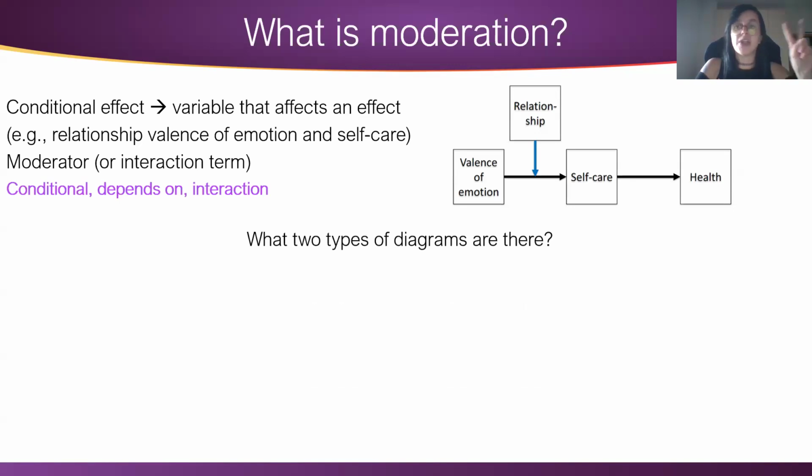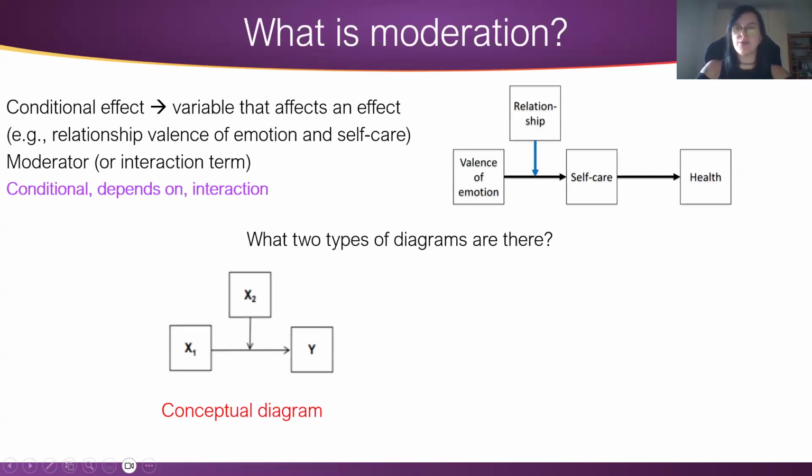There's two types of diagram that are important for us to remember. One that is just like this one up here, which is called the conceptual diagram. So basically, we will see a variable where the arrow points at an arrow. This is the conceptual diagram.